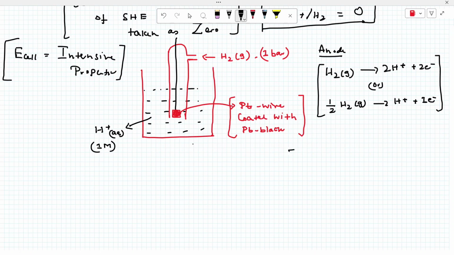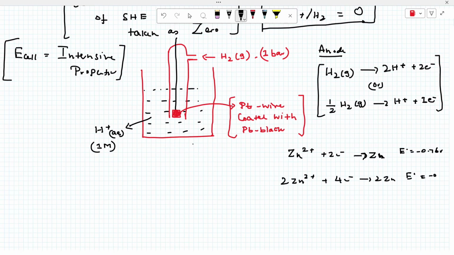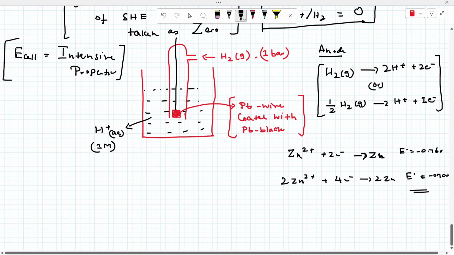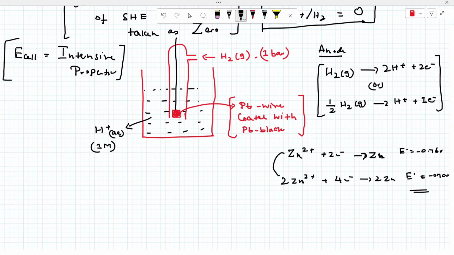For example, Zn2+ plus 2 electrons gives Zn. What is the value for Zn? I already discussed the E cell value, minus 0.76. Now 2Zn2+ plus 4 electrons gives 2Zn. What is the value of this also? Minus 0.76 volt. Even if I multiply with any stoichiometric coefficient, the E cell value does not change because E cell is an intensive property. This is very, very important. Please note, exam point of view.